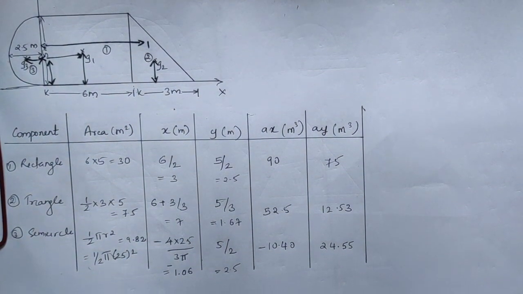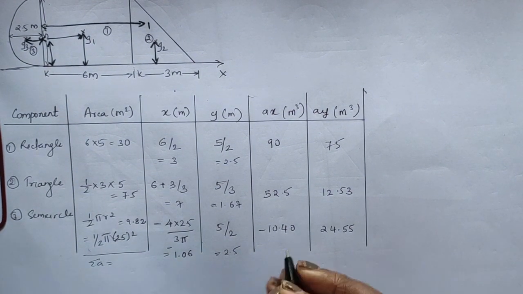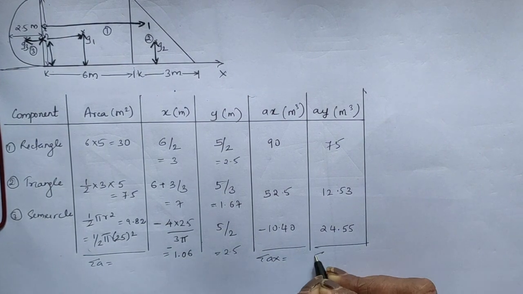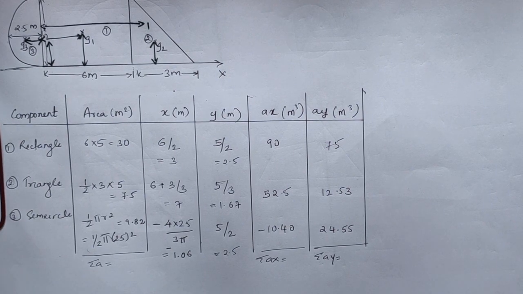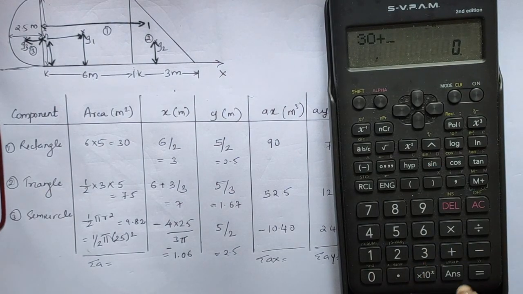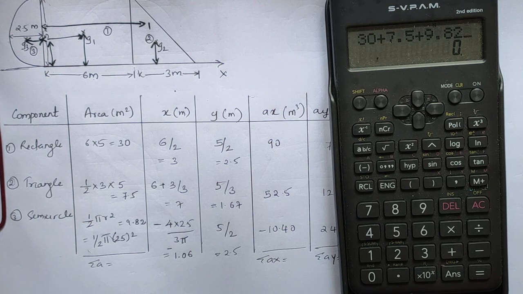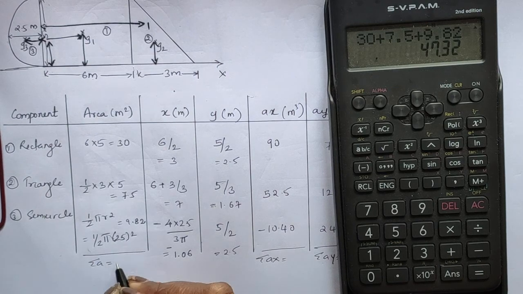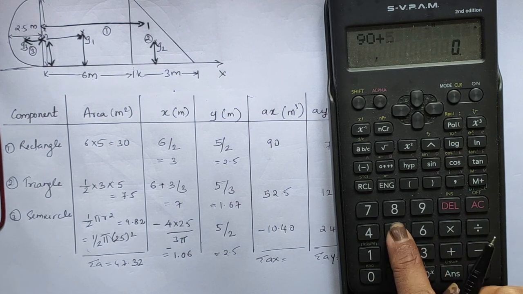So now I hope you can see, correct? Yeah. So I'll be finding it here, sigma A, sigma Ax and sigma Ay. Then only we can proceed with the problem. Okay, so sigma A is going to be, you can see here, 30 plus 7.5 plus 9.82. Area is a positive figure, so even though it's going to the second quadrant, you're not supposed to write anything negative. Okay, so be careful. So the answer is 47.32.